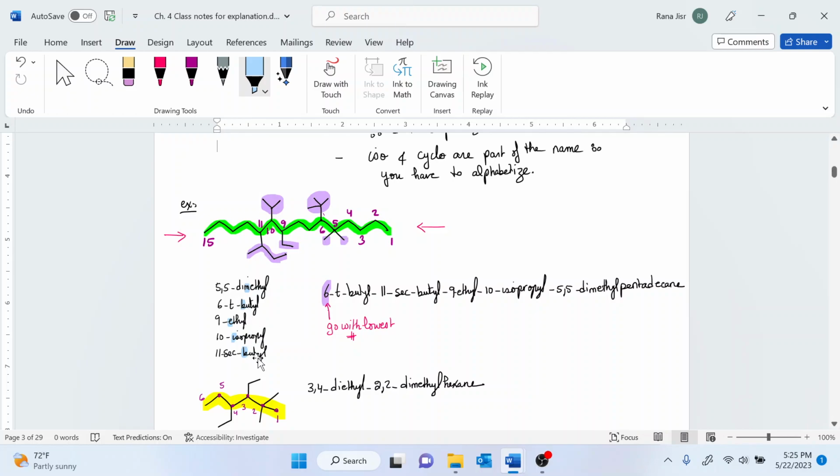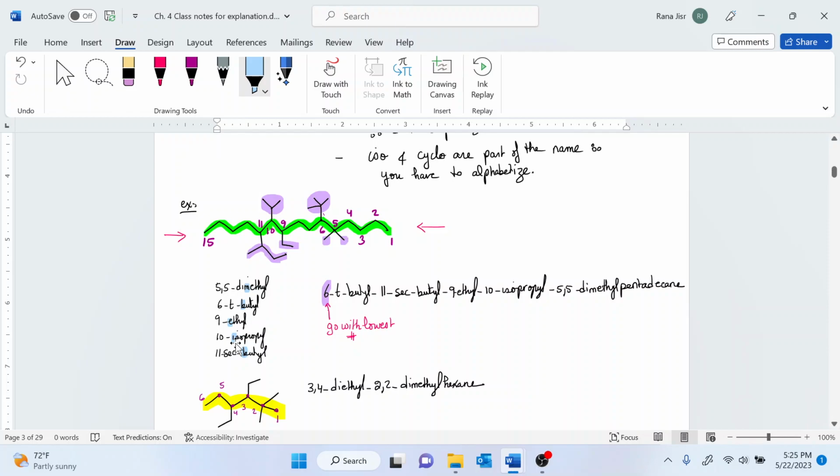B comes first, and because both of those are a tie, we're going to list both of them, but the one that has the lowest number is the one that is going to go first. So this is going to be 6-tertiary butyl, 11-sec-butyl in there, so we're done with those. Then the E is going to come after that.